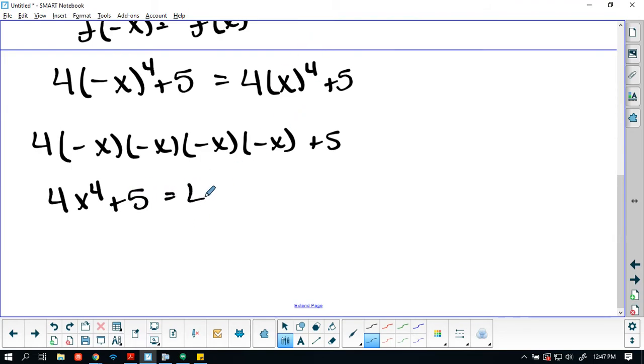And on this side, we do have a 4x to the 4th. So we do. Our left side does equal our right side. We don't even have to substitute numbers in. Substituting numbers in does help you see it, but if you want to take it to that extra step and keep with the variables to see if they are the same, you can. All right, so we do have them the same. This is an even function.